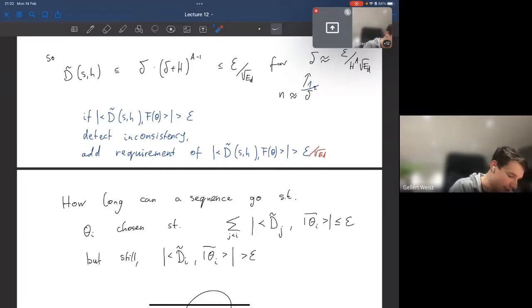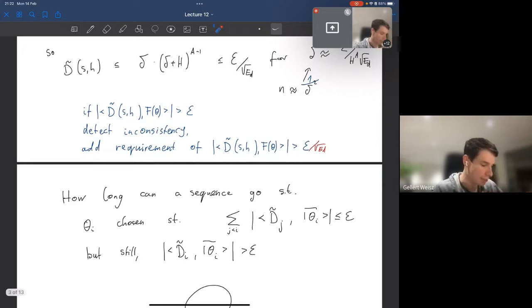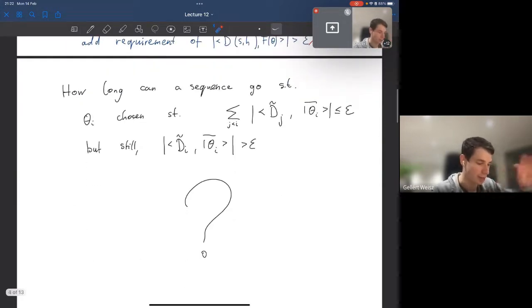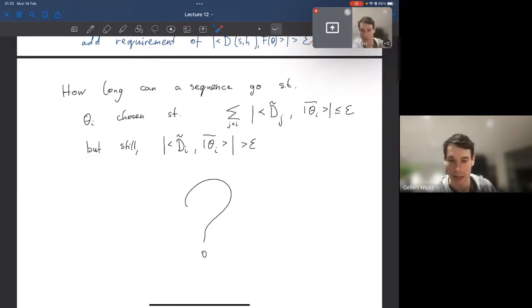after you find this theta I, you find a new data tilde I such that this inconsistency happens, right? Okay, so basically, as you keep finding inconsistencies, you keep finding new elements of a sequence such that this theta I satisfies that the sum of inconsistencies before is less than epsilon, but this inconsistency now is greater than epsilon. So that's a different way to say the same thing. And I'll make this a little bit more precise, but this is just to start talking about the same language as what the eluder dimension language will be like.